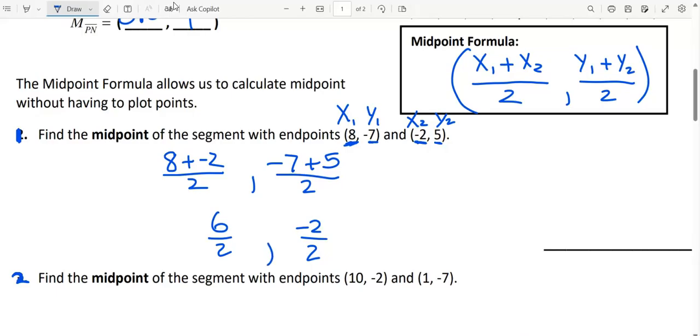And then all you got to do is divide by 2. 6 divided by 2 is 3. Negative 2 divided by 2 is negative 1. That is the midpoint. What did I do? I added my x's and divided by 2. I added my y's and divided by 2.